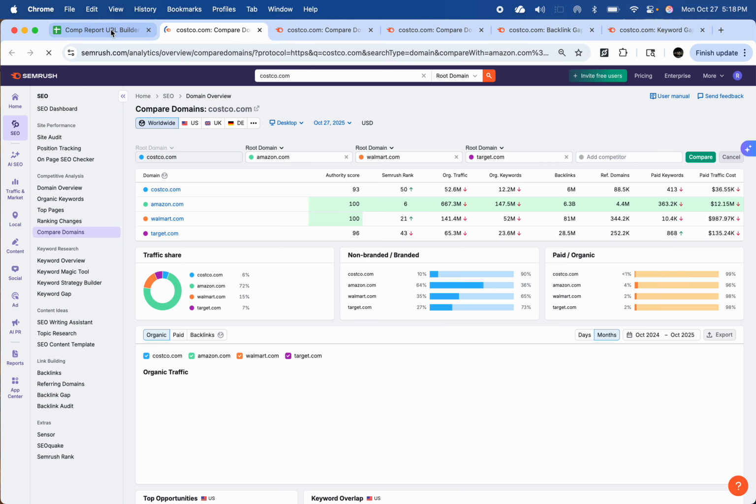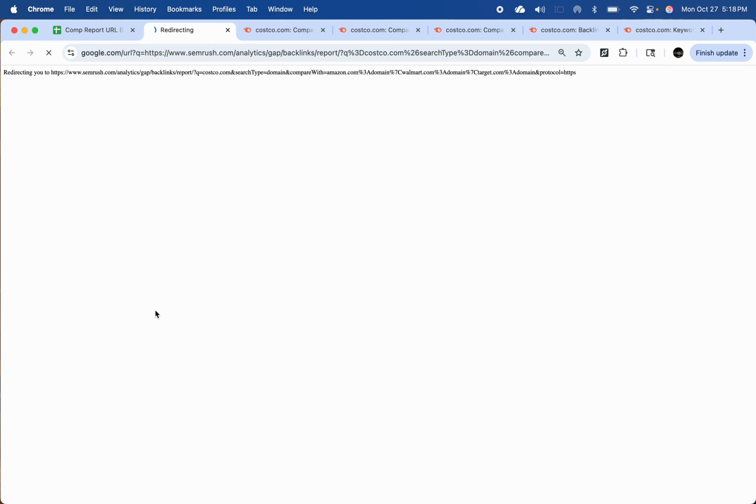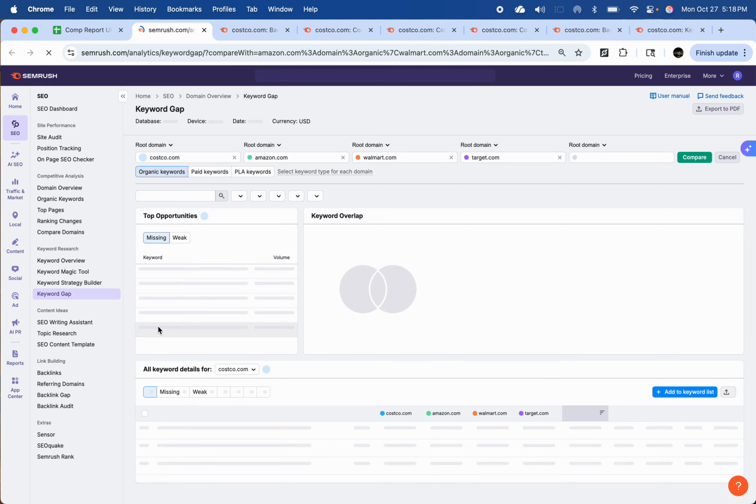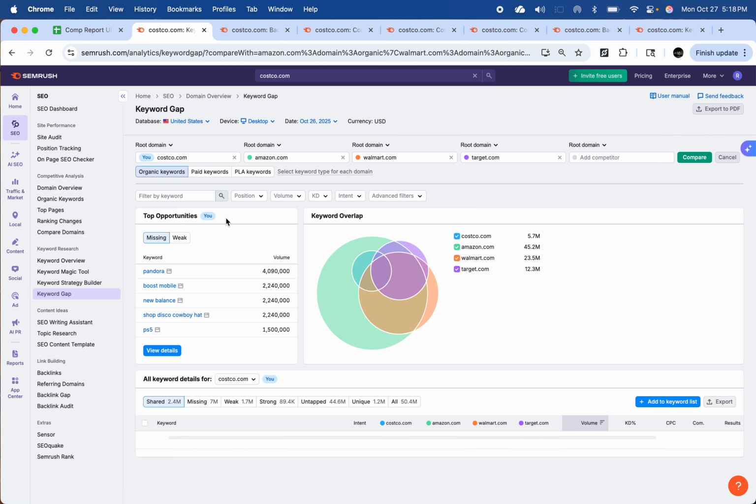So, we can see we just click this. There's that same domain overview I was looking at. There's that same backlink gap report I was looking at. And then you guessed it, the same keyword gap report that I was looking at.